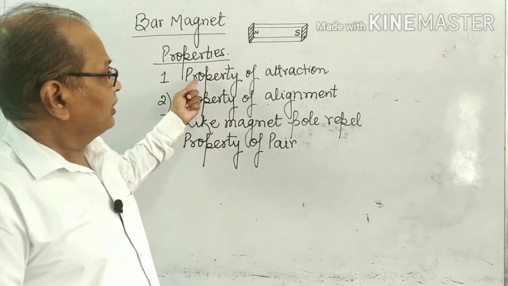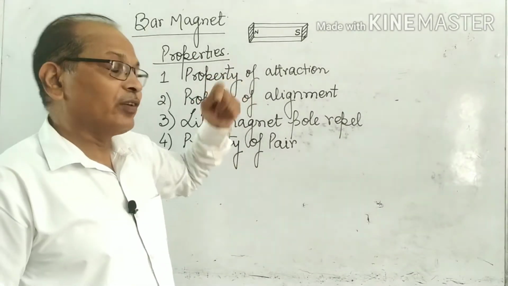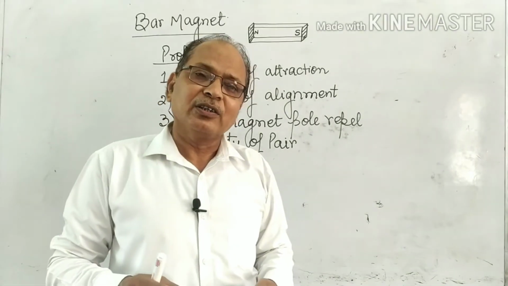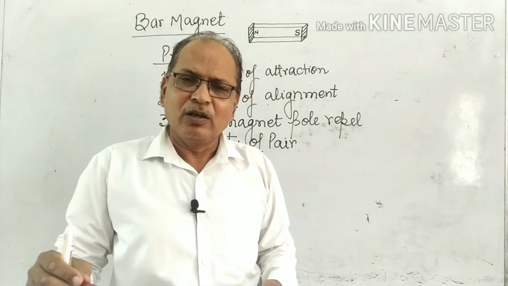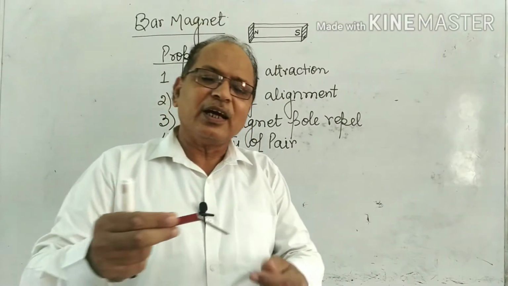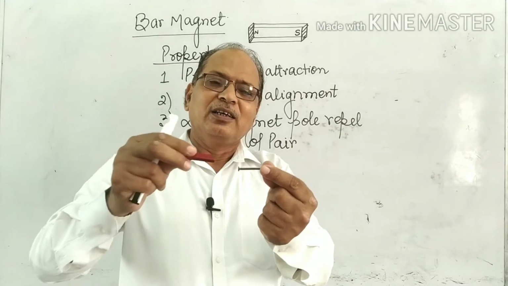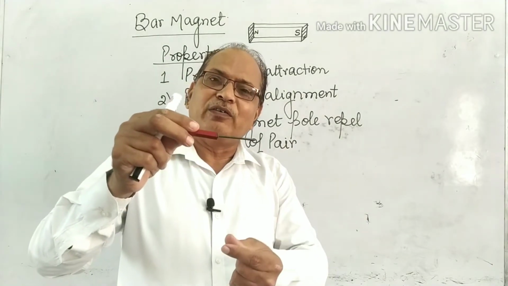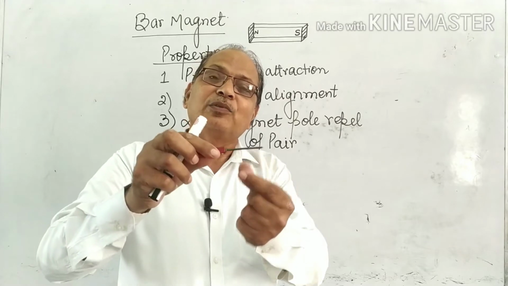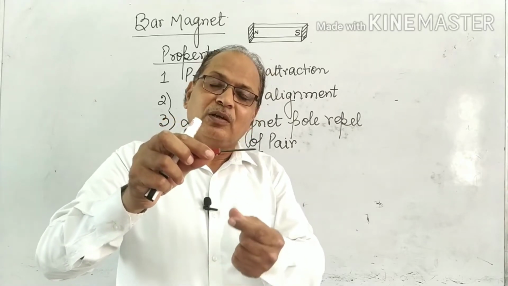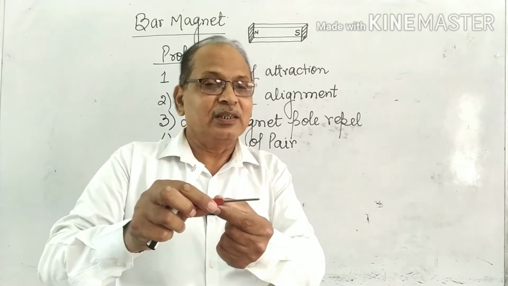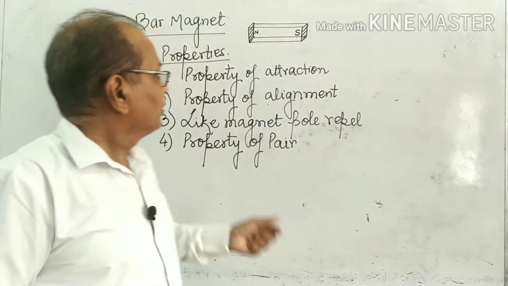First of all, a bar magnet has the property of attraction. That is, it can attract small pieces of iron. For example, this is an iron nail. See, it has the property of attraction from this end as well as from this end. The iron nail gets attracted by the bar magnet.